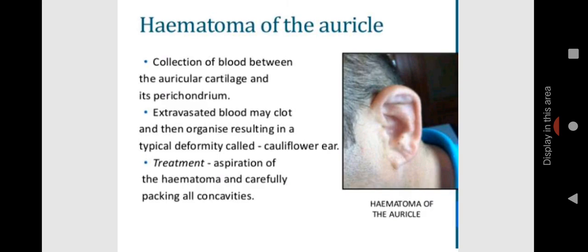Extravasated blood may clot and then organize, resulting in a typical deformity called cauliflower ear. The collected blood forms a clot inside or between the layers of the auricle, giving an appearance of cauliflower formation, so we call it cauliflower ear. Treatment is aspiration of the hematoma and carefully packing all concavities. We aspirate the blood clot and pack the cavities from where the blood was aspirated.